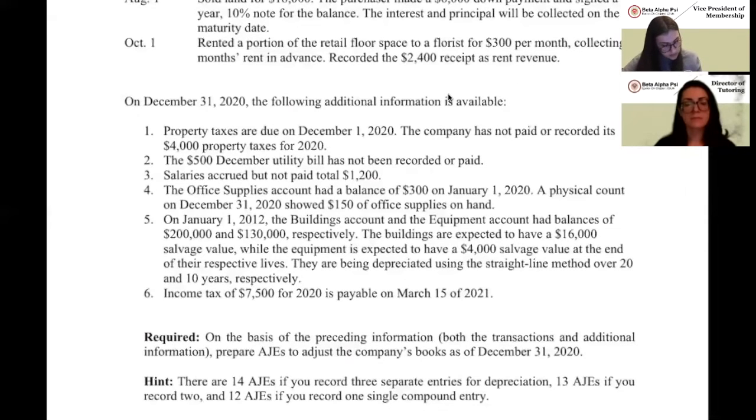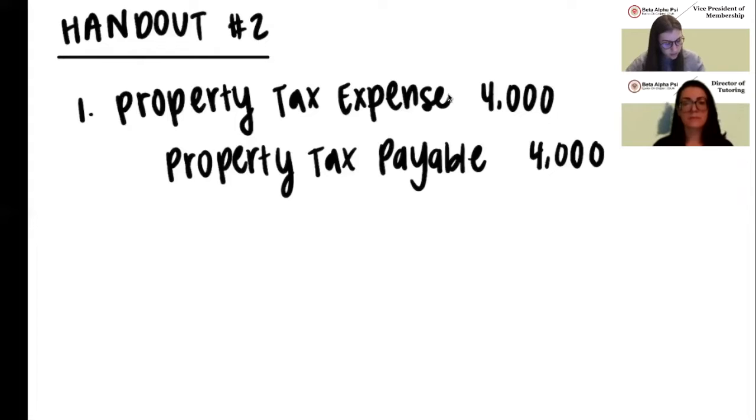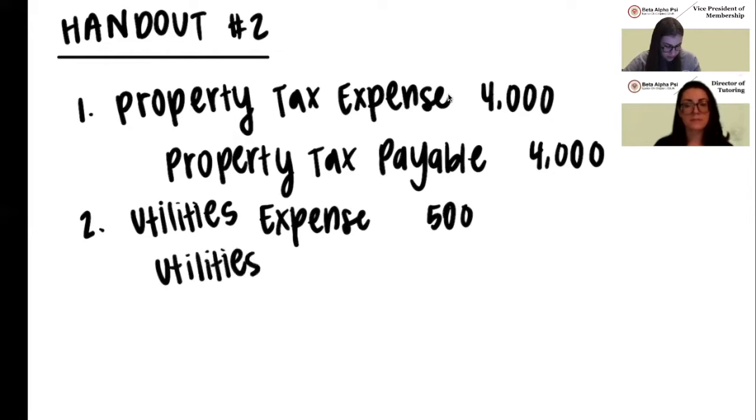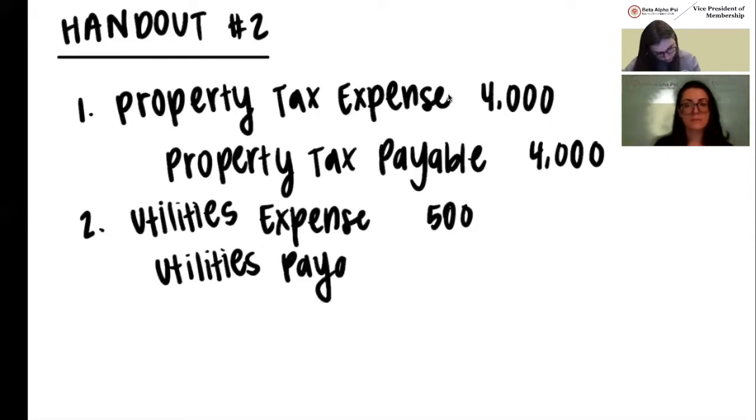Number 2 says the $500 December utility bill has not been recorded or paid. So kind of the same idea. We are going to debit our utilities expense for $500, and we haven't paid it yet, so we're going to credit utilities payable for $500.